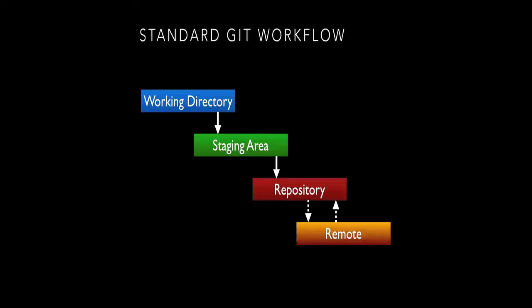The workflow is basically on your local working directory. You would stage those files, you push it to the repository, and now the orange box represents when you add a remote to the mix. The dotted line going down means you push, and then the dotted line going back up to repository means you pull. So you're updating your local repository with changes that others made and pushed to the repository.